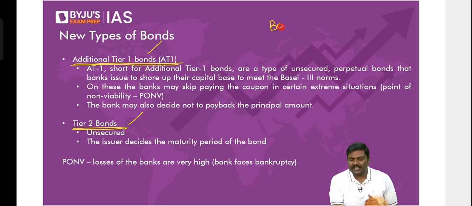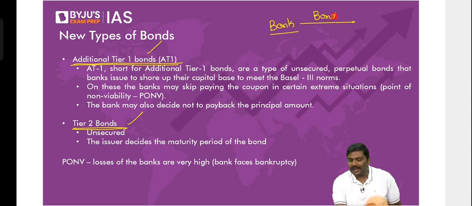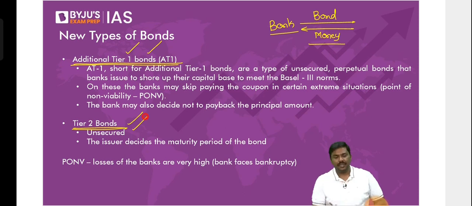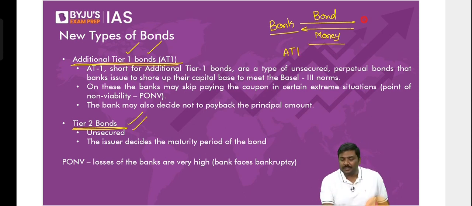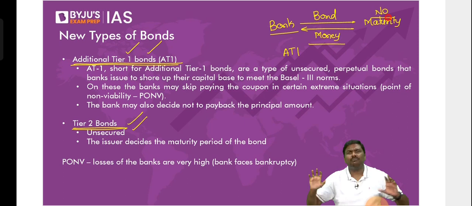Imagine here is a bank, because these are issued by banks only. The bank will issue this particular bond and collect money from you. Now, there are two types here. One is AT1 and the second one is tier 2. What are the features? In case of the additional tier 1 bond, these bonds do not have any maturity period. No term is given. I'll repeat it: they don't have any tenure. So what do you mean by that?